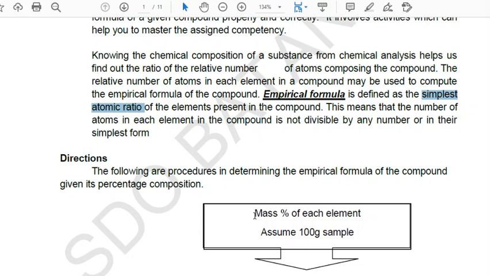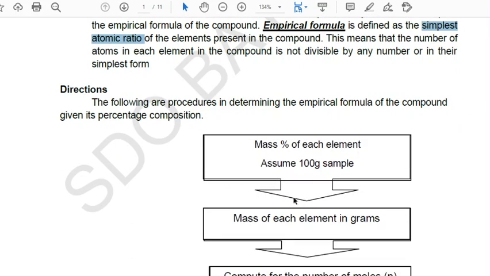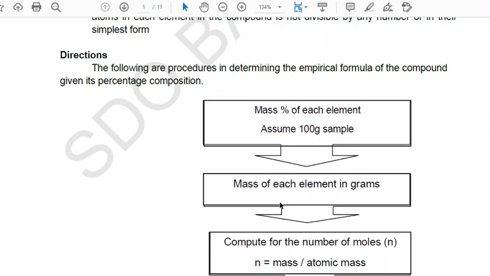First step, you have the mass percent of each element, and you will convert it into grams such that you assume that there's a 100-gram sample. For example, let's say the compound is 30% A, 20% B and 50% C. The percent will be changed into grams: 30 grams, 20 grams, and 50 grams of A, B, and C.